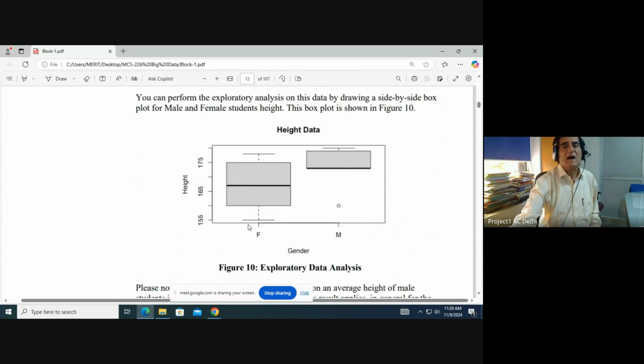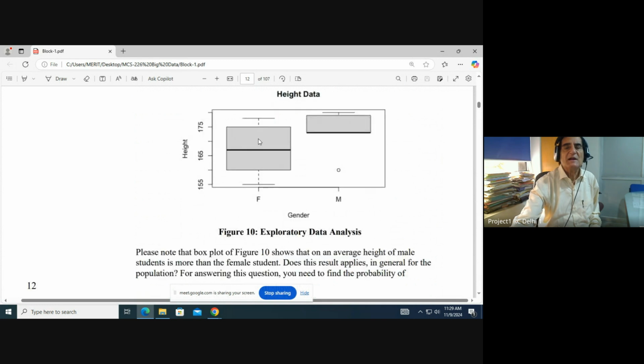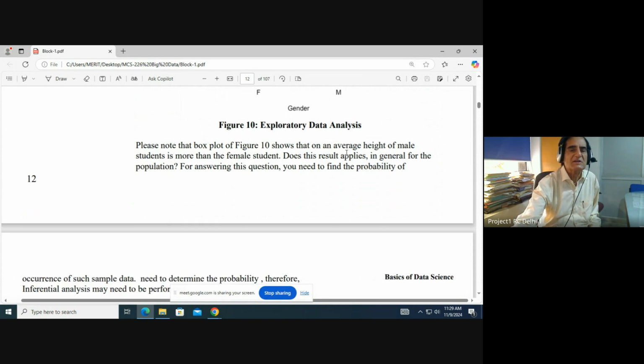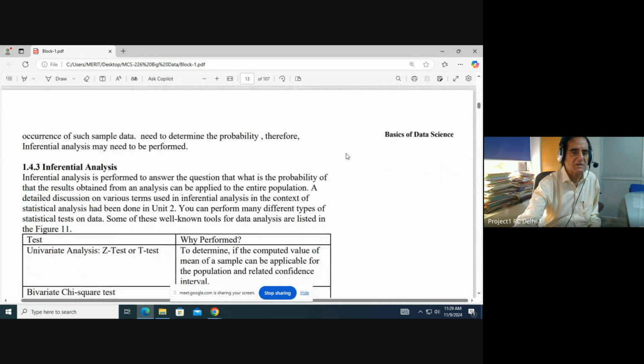So this is the height data. That's the female, this is the male. Female height is less, male height is more, but sometimes it may be different. Some wife may be taller than the husband, and in most cases the wife is shorter than the husband. So inferential analysis, that's the third type of this.